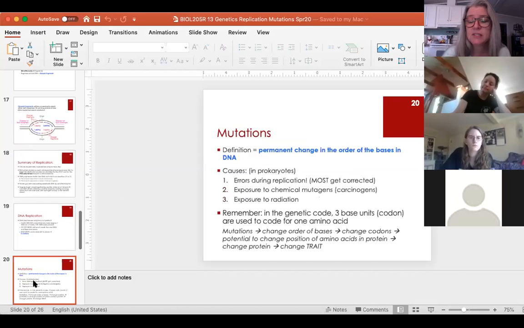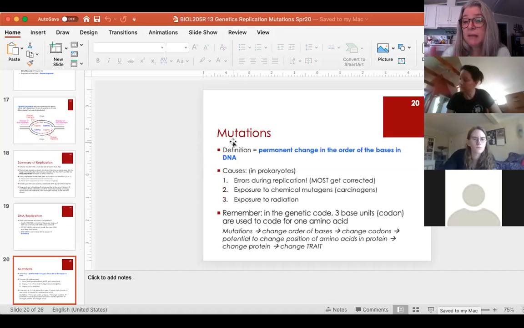So mutations, we said the 3 biggest causes of mutations in DNA are errors during DNA replication, exposure to chemicals, and exposure to radiation. Those are the 3 biggies. And the reason we care about mutations, which are just permanent changes in the order of the bases in our DNA or in microbial DNA, is because mutations can lead to new traits.